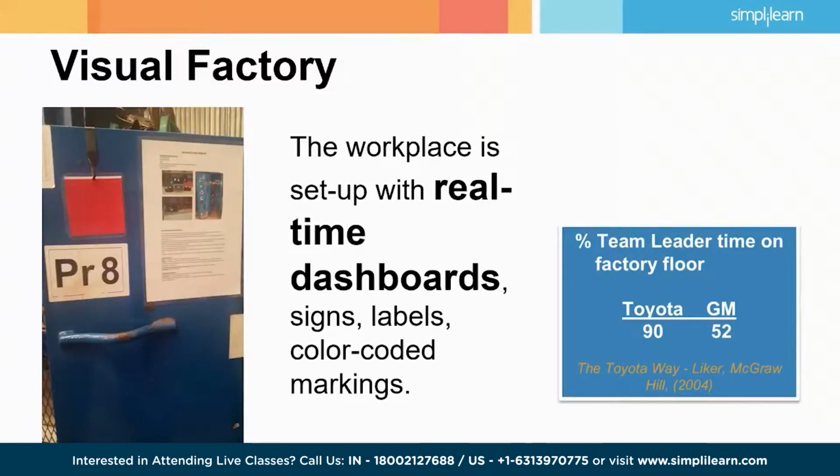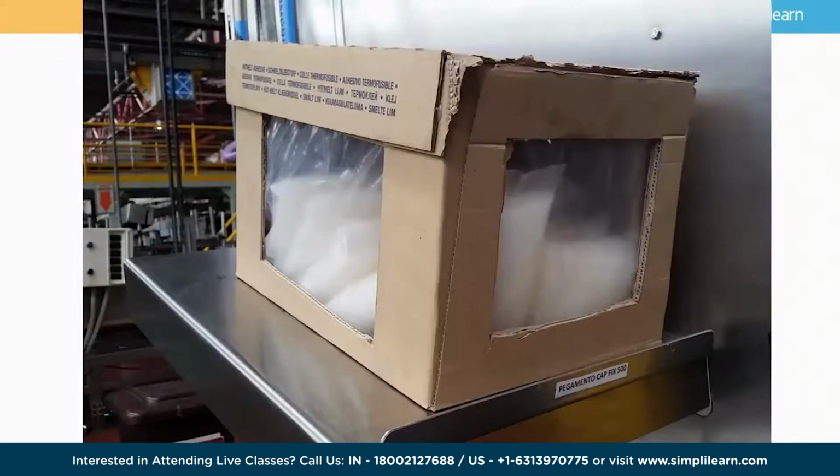So Visual Factory is a big part of Lean Six Sigma. You need visual signs to help you have real-time dashboards, real-time things that will tell you what to do and when to do it. And this helps team leaders on the factory floor a lot. You can see that Toyota is much more effective than General Motors in the sense that team leaders are 90% of the time on the factory floor because they have all the information they need right there. They don't have it on the computer. They just have it on the floor. And that's a very good thing about Visual Factory.